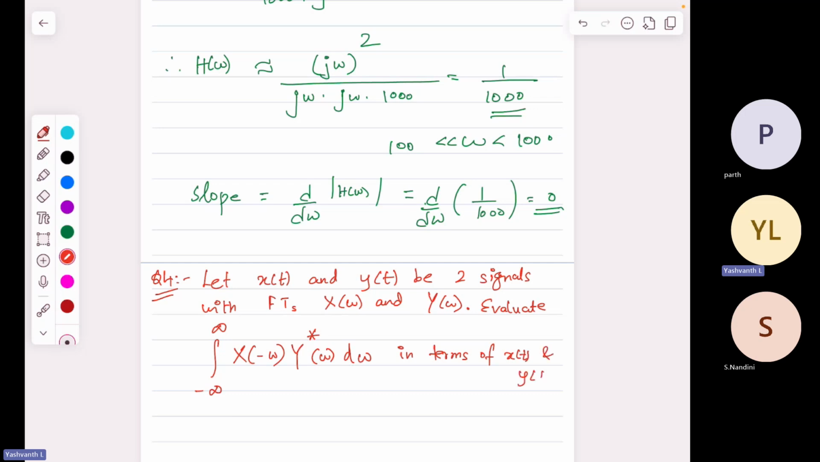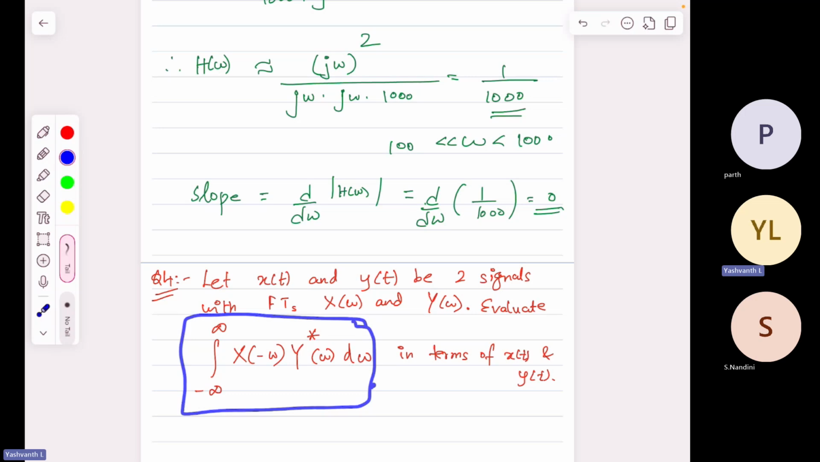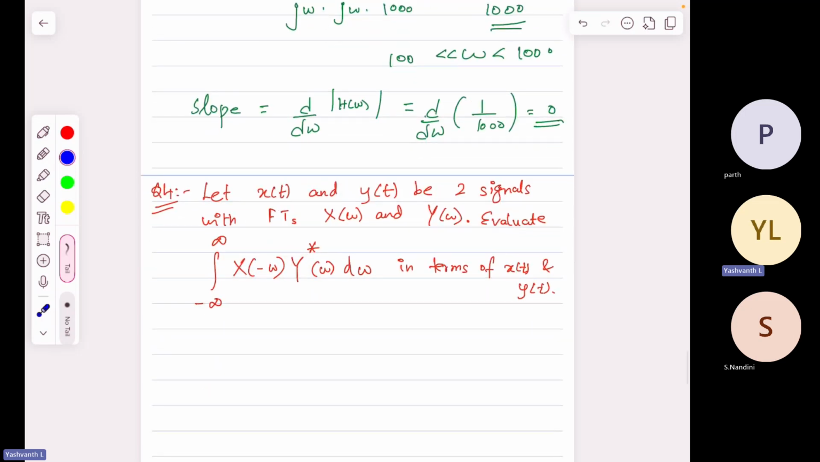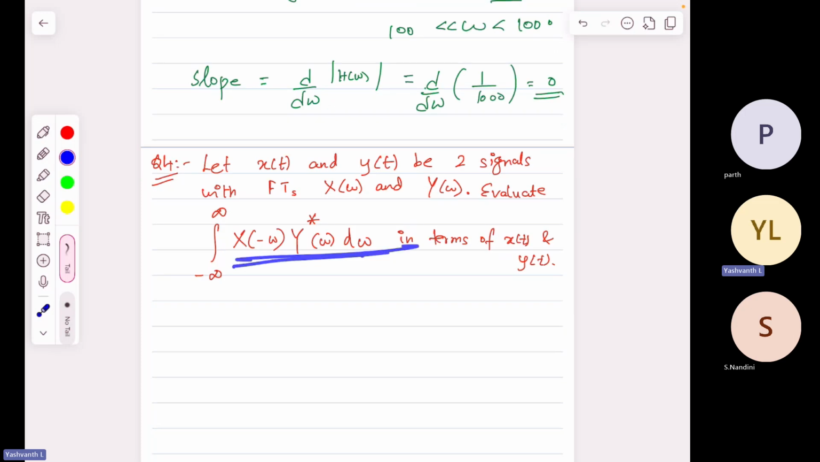I'm asking what is the value of this integral in terms of x of t and y of t. That is the question. This question will purely help us to understand how we can use the properties of Fourier transform nicely. I think this question has also been asked in previous assignments in the same course. So we'll solve this. It will tell very nicely how you can use the Fourier transform properties.